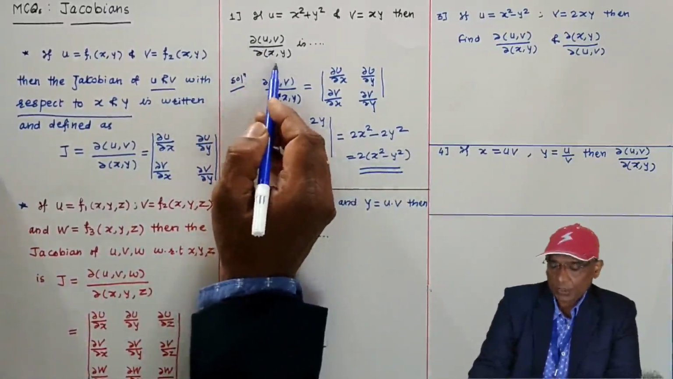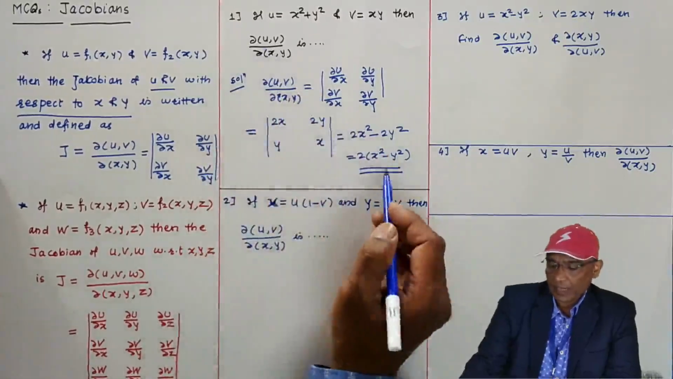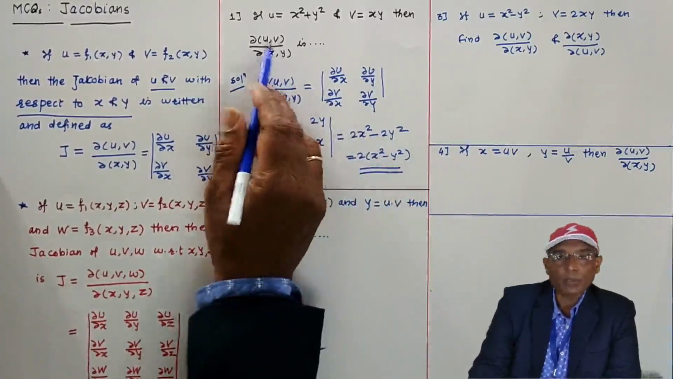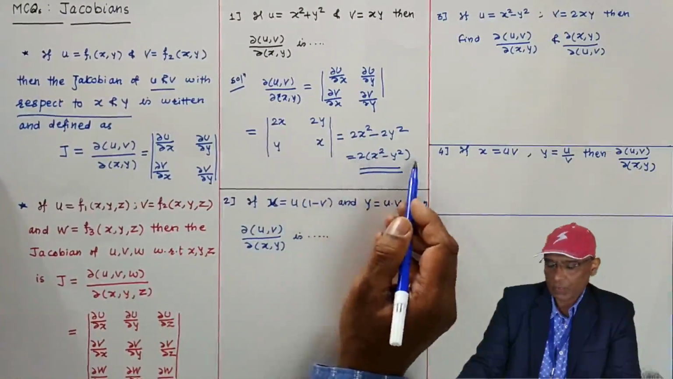In examination, you may be asked the Jacobian of xy by uv. The Jacobian of xy by uv will be what? 1 divided by 2 into x square minus y square.